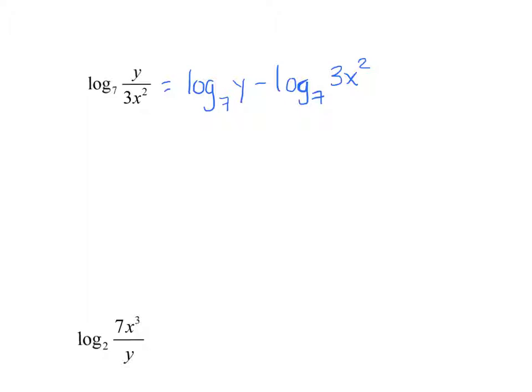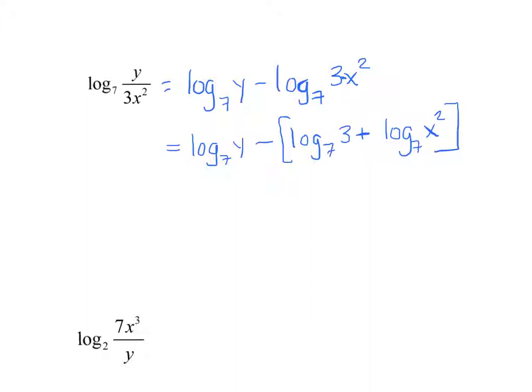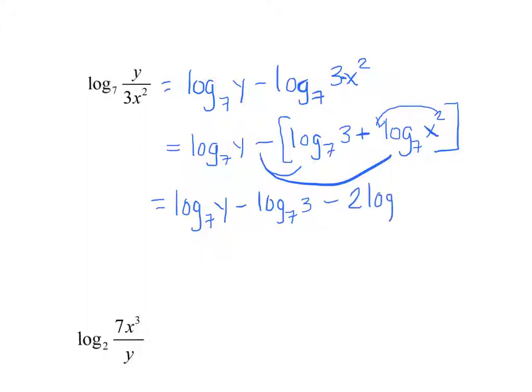The other thing I need to be careful about, this is minus all of this. So as I separate it out, I need to make sure that minus goes to all of it. So I'm going to put a parenthesis around it. And then I separate it. These are being multiplied, so I'll separate it into a plus. And then the only thing I have left is I have to take that 2 out in front so that I don't have that exponent, but I can also distribute the minus sign to both of them. So then I get log base 7 of y minus log base 7 of 3 minus 2 log base 7 of x.